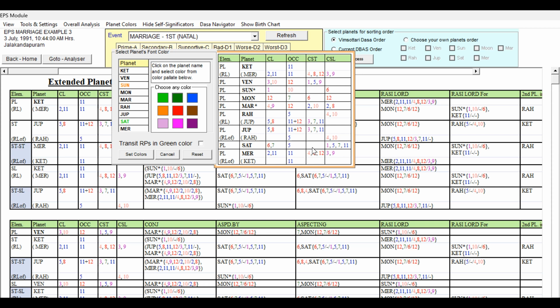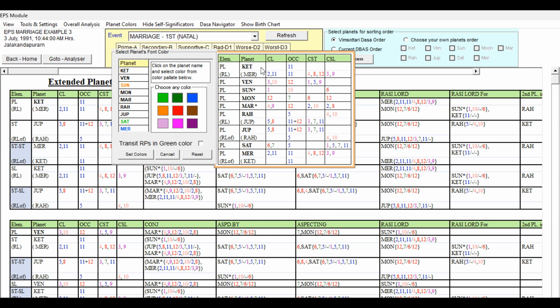But because of the 4, 8, 12, it indicates obstacles. So what can we give? The 2, 11, 11 are good, 3, 9 also good, but 4, 8, 12 is indicating some weakness. So what can we give? For Mercury we can give blue color, indicating some weakness is present.